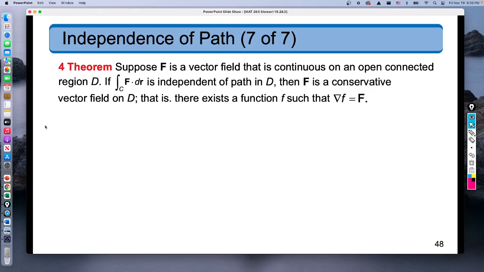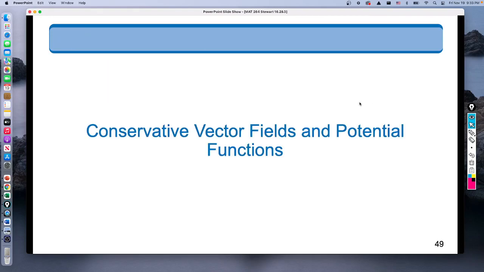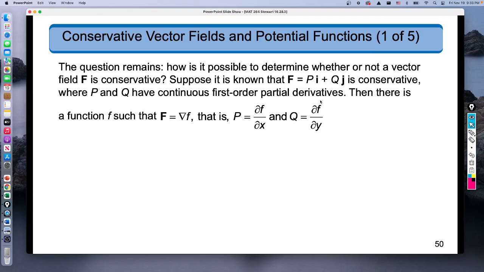F is a conservative vector field on D. That is, there exists a function such that the gradient of that function is equal to the vector field. So how do we determine whether or not F is conservative? We could determine whether it's independent of path simply by, if it was equal to 0, then that was a proof. But how can we show it's conservative?